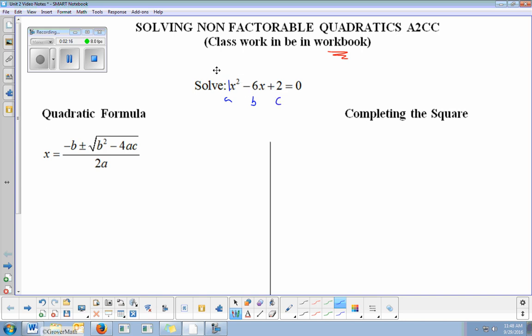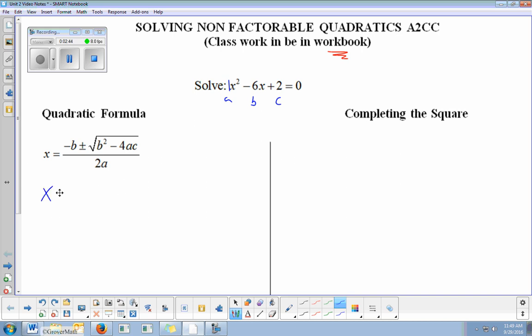A common mistake is people think that A is 1x squared. And sometimes we do call it the A term, but when we talk about A for the quadratic formula, we're really just talking about numbers. Everything that goes in the quadratic formula here are all numbers only. No variables get plugged in there. The only variable here is x, and that stays over on the left side. So you're never going to plug an x or a y or anything in here, just numbers.